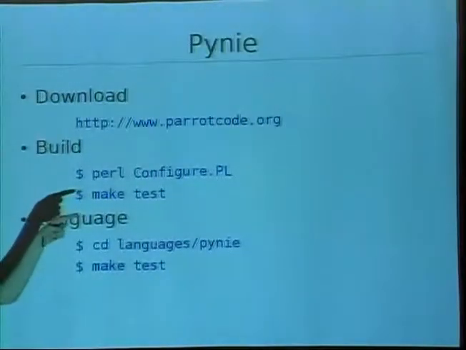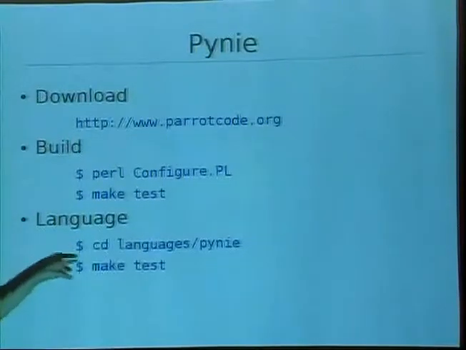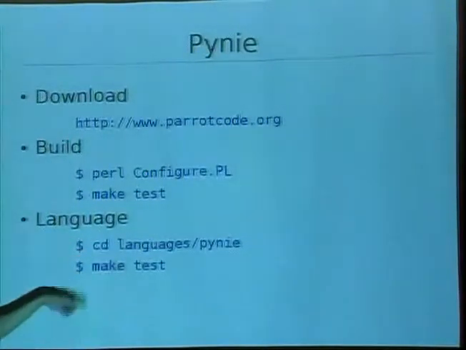Perl Configure.PL configures it. Make test will do the compilation and run the tests for Parrot. It's interesting. In the build process for Parrot right now, we depend on both Perl and Python. This is a dependency that will have to go away since we can't depend on ourselves, but for now they work. To build the language itself, go into the language's Pynie directory and say make test. That'll do compilation and test the code, make sure it's working.